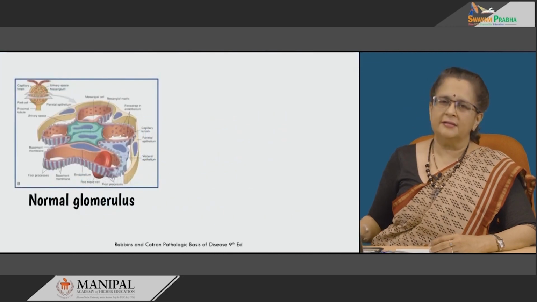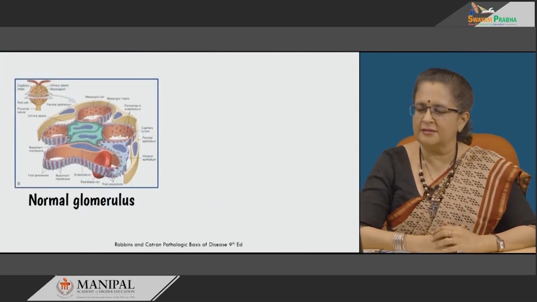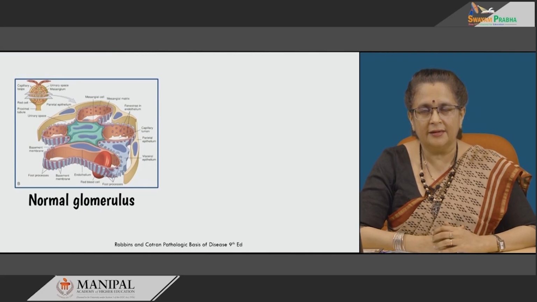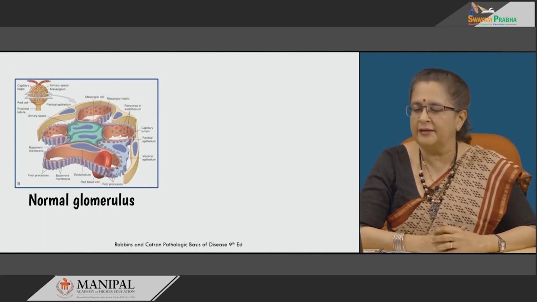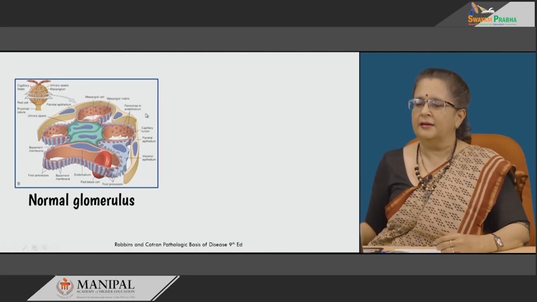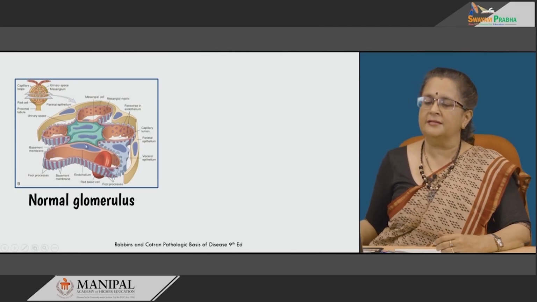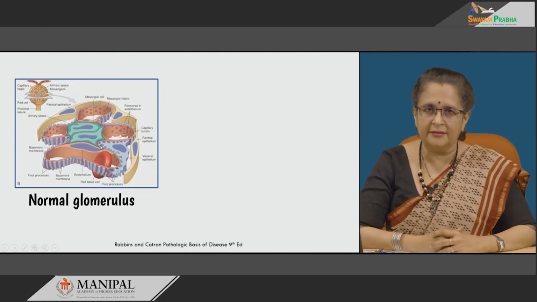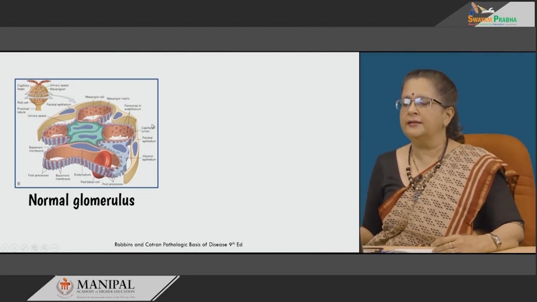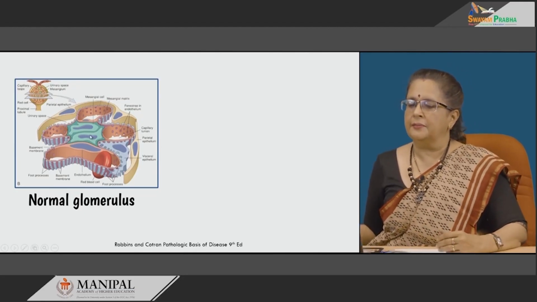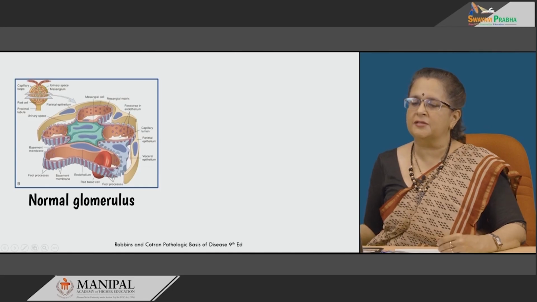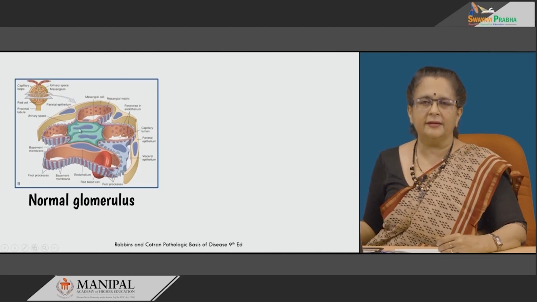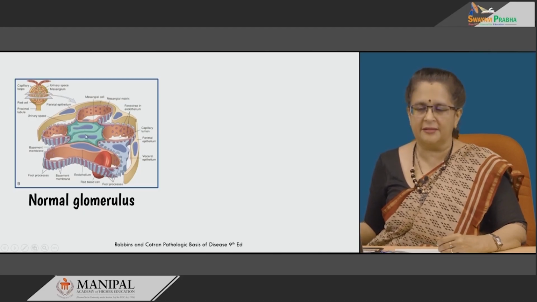Now, this is the normal glomerulus. The structure of it is a little complicated and complex, but we need to understand the basic organelles as well as the cells constituting the glomerulus to understand the various syndromes. So, now in this the various capillary loops are lined by fenestrated endothelium, and in between the capillary loops you have the mesangium with the mesangial cells.